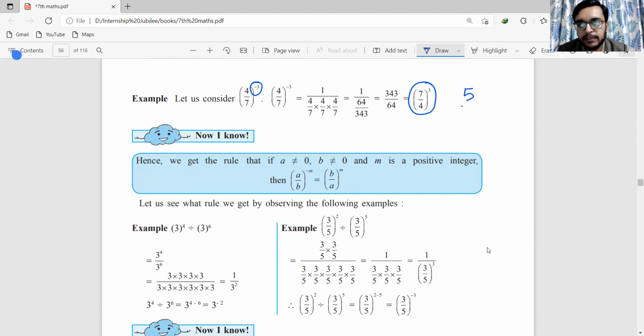If it is a number (5/7) raised to power minus 4, then it is written as (7/5) raised to power 4. Here minus becomes plus, and 5 upon 7 becomes 7 upon 5. This is the formula.